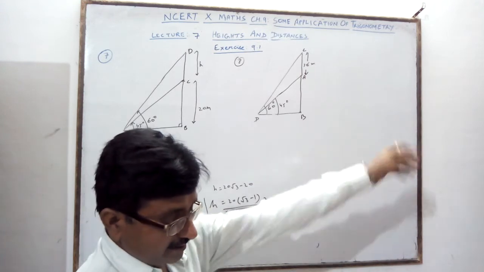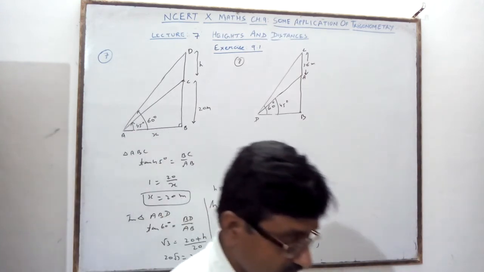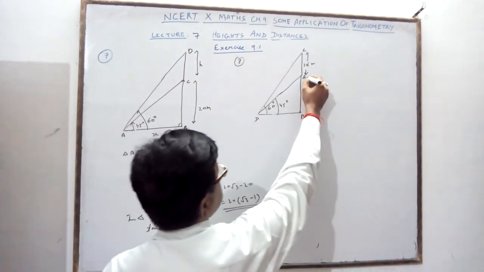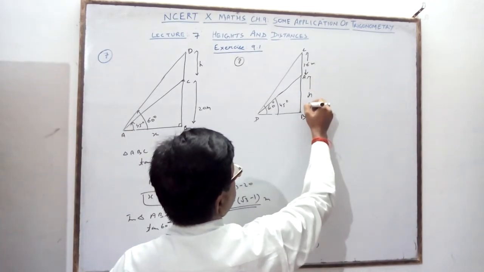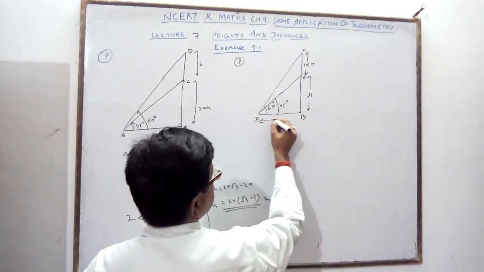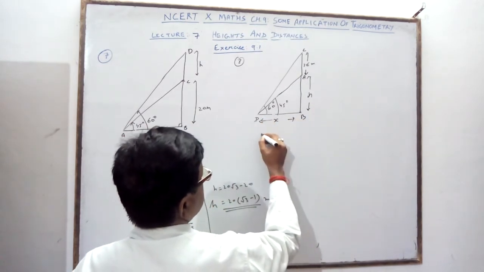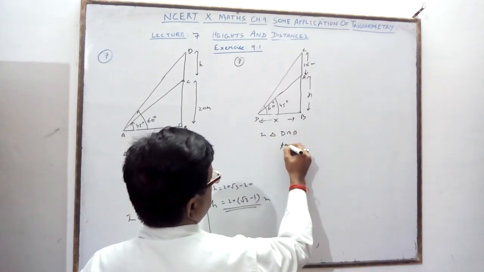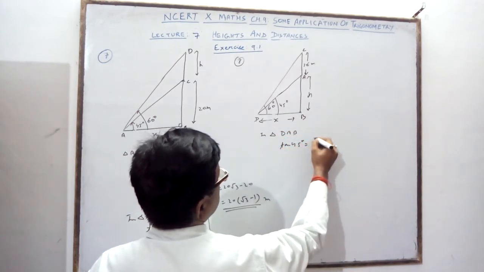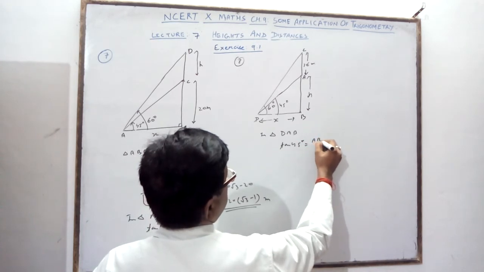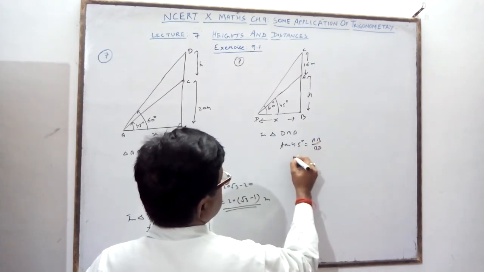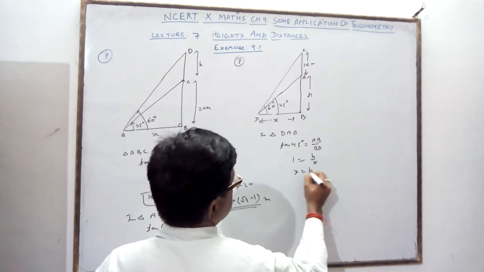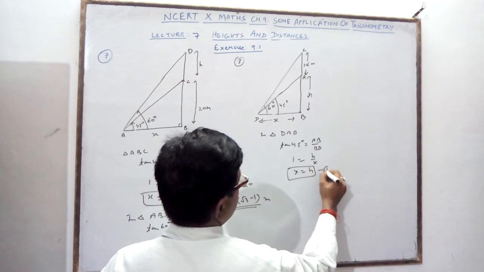Then your question is: find the height of the pedestal. What you want to find out? Find the height of the pedestal means you want to find out this. Very simple question, again like the previous question, same thing. In triangle DAB, tan 45 degree is equal to AB by BD. That is 1 is equal to H by X. So X is equal to H. You are getting equation 1.